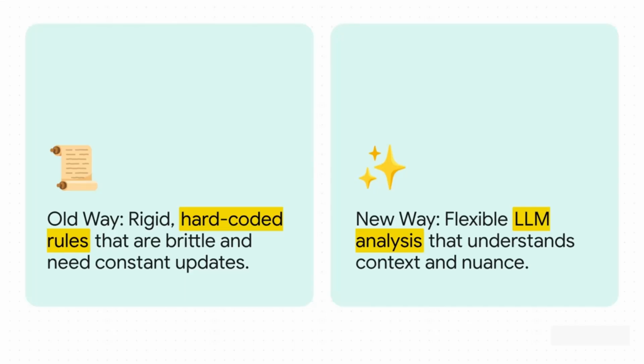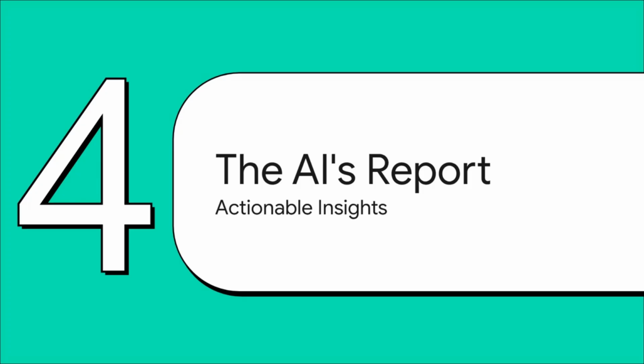And this really highlights the huge difference between the old way and the new way. The old way? Rigid, brittle rules that break all the time and are a total nightmare to update. The new way? We use a flexible LLM that can actually understand context. It can see the nuances in the data and give us a much smarter analysis, all without us having to constantly rewrite the code.